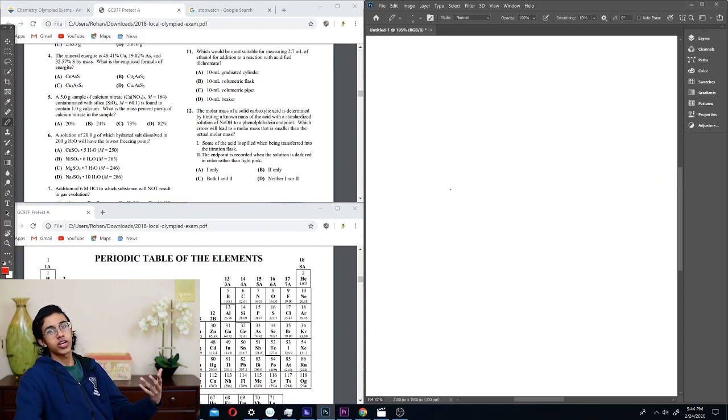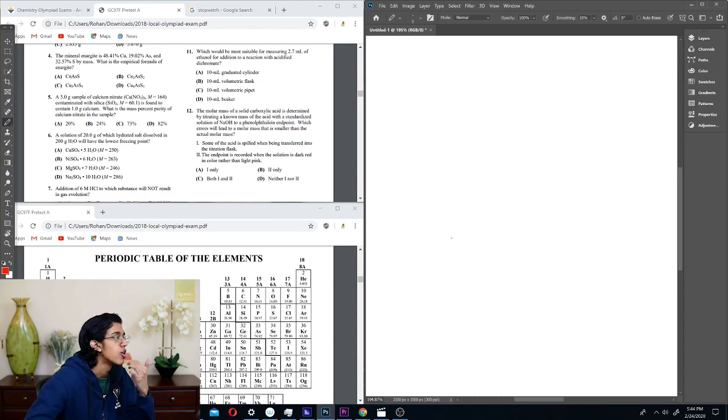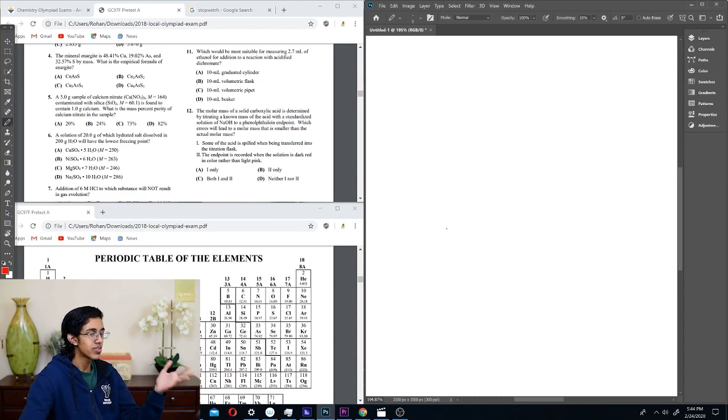Okay, so let's first find out the mass of calcium in the 5 gram sample, and then, wait, what? Oh, the 5 grams includes the contamination. Wait, this is not that straightforward, is it? Oh, okay, so let's just say that X is a mass percent, right? Oh, let's not say mass percent, let's say moles percent. Is that better? Actually, we can just say mass percent.